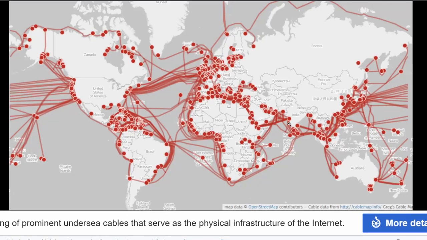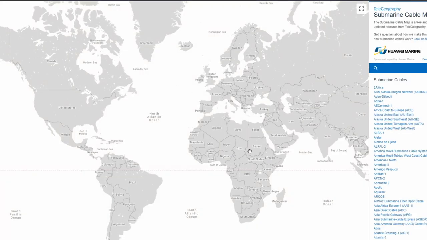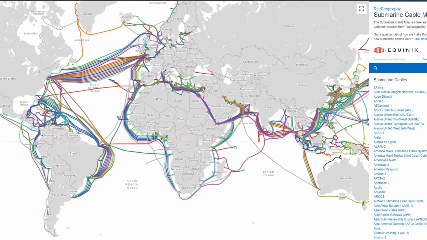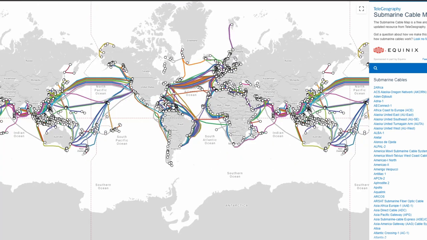There are physical optical fiber cables laid from each and every corner of the world, connecting other parts of the world. These are actual physical cables that are laid underwater. So if we go into this website called Submarine Cable Map, we can actually see the cables in better detail. And that is what's enabling us to be able to connect from services and devices in another country from our country.